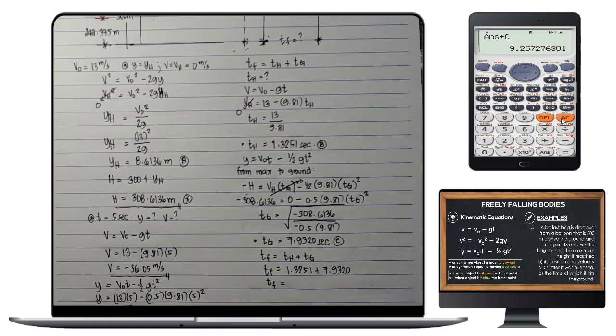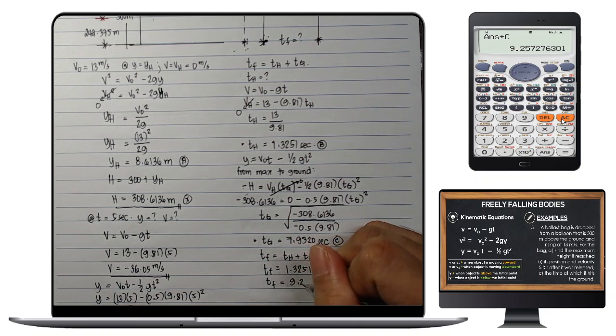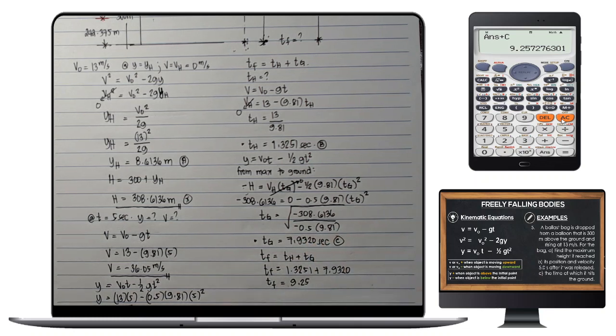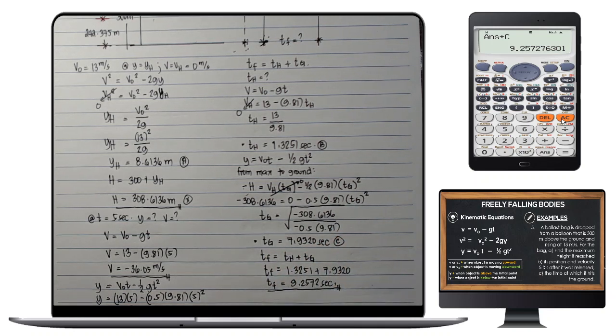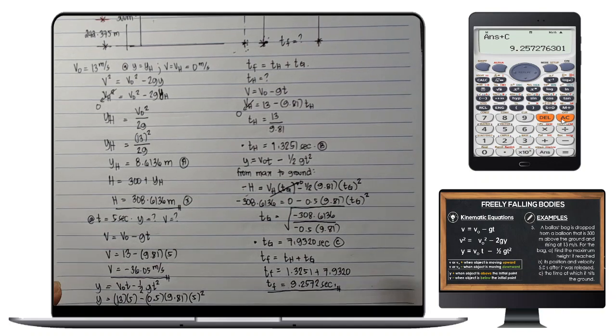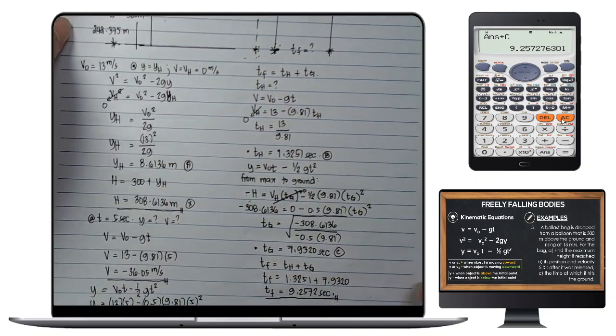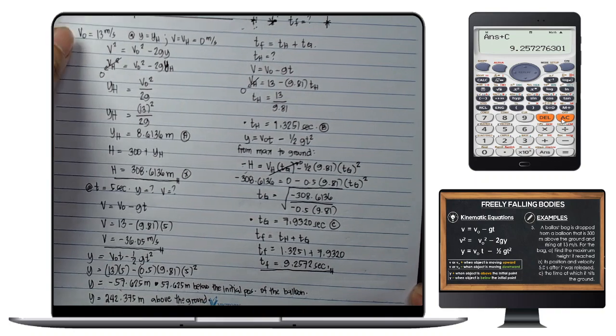That is 9.2572 seconds. So that is your time of flight. Ibig sabihin, 9.2572 seconds after the ball is released from the balloon that rises at a rate of 13 meters per second, the ballast bag will hit the ground. Okay, so after its release. So, yan yung magiging sagot natin.